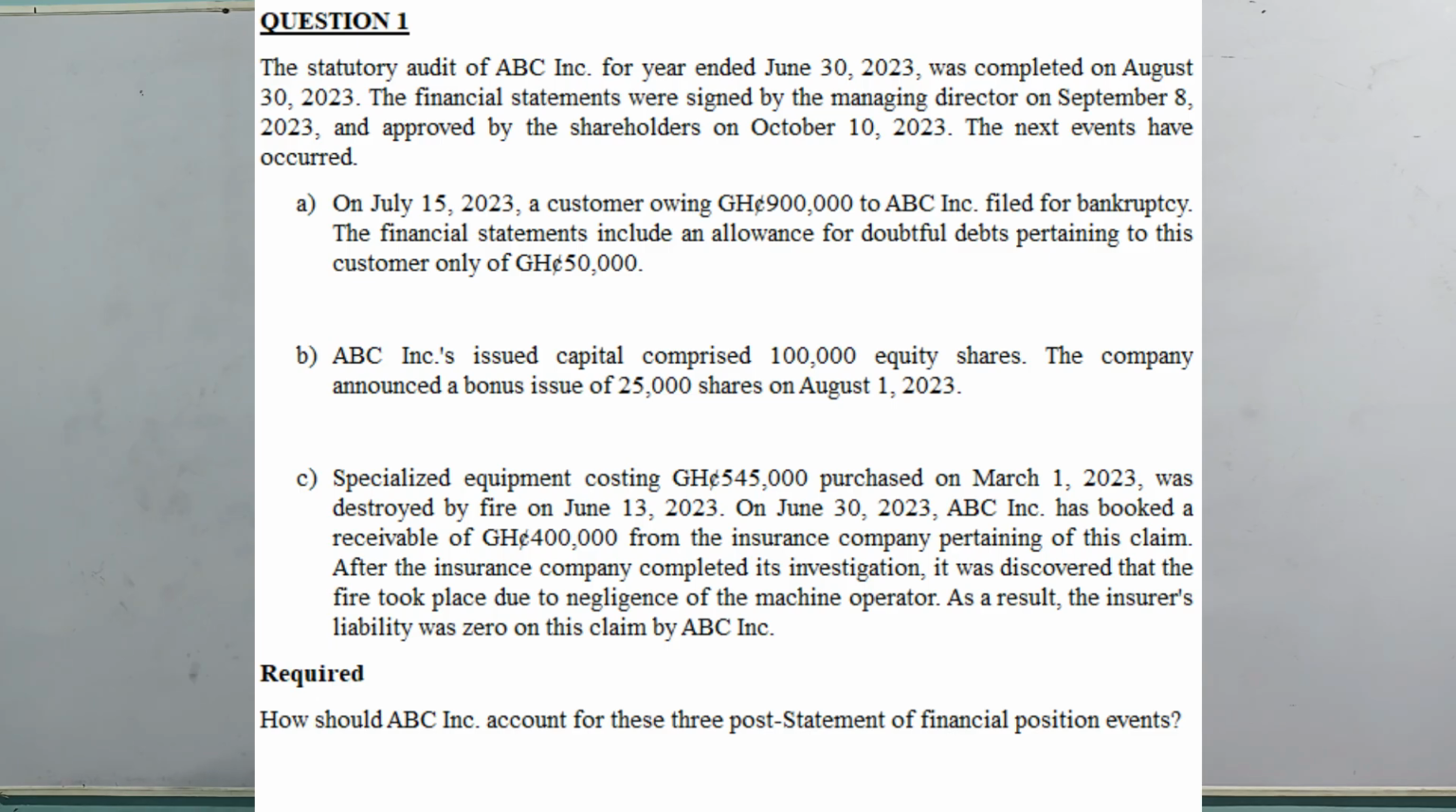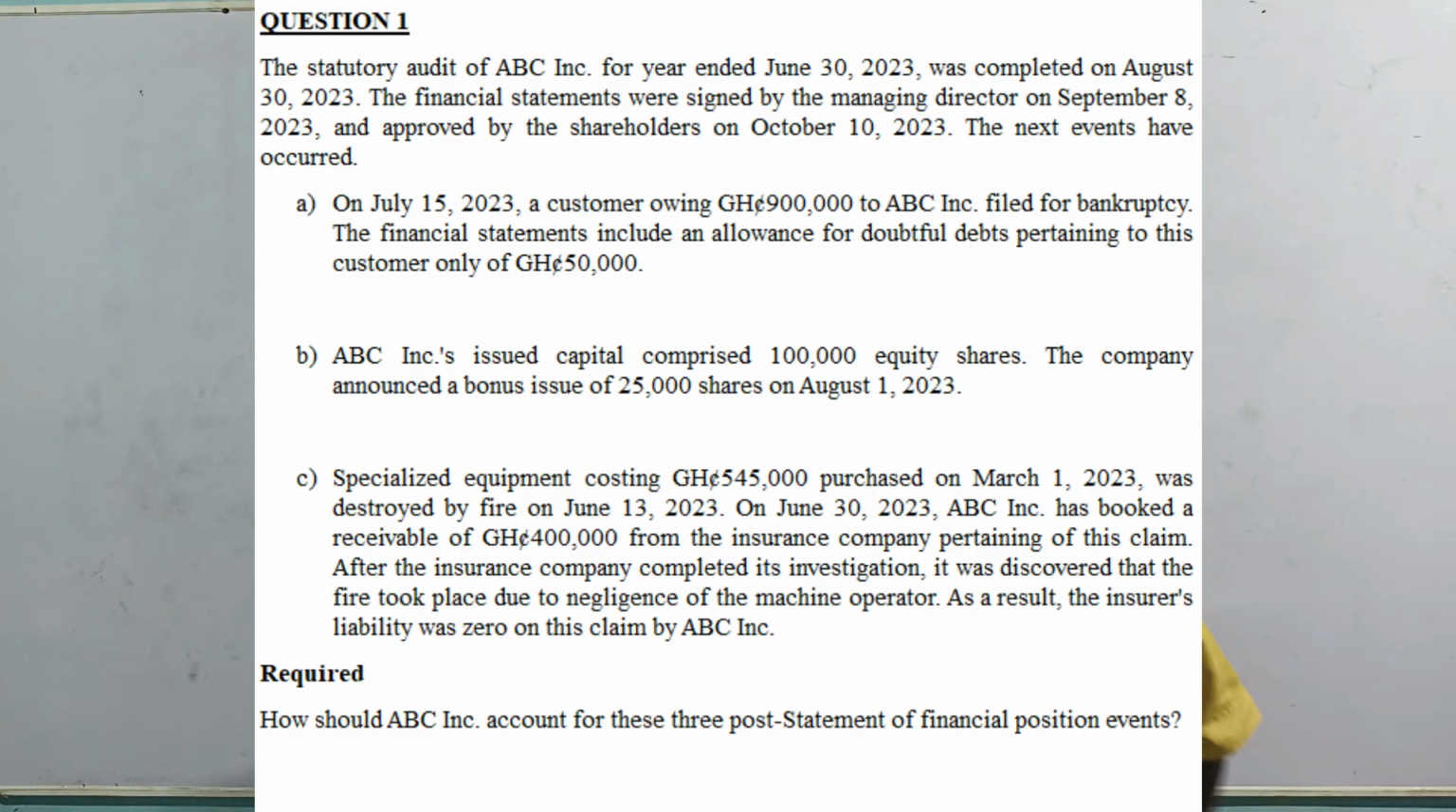The statutory audit of ABC Incorporation for the year ended 30th June 2023 was completed on August 30th, 2023. The financial statements were signed by the Managing Director on September 8, 2023 and approved by the shareholders on October 10, 2023. The next events have occurred. So these are the events. We are going to look at these events that have occurred and then we'll look at how to treat it.